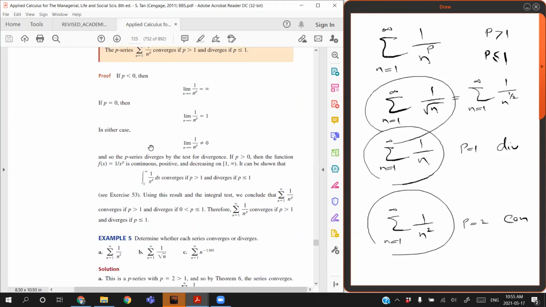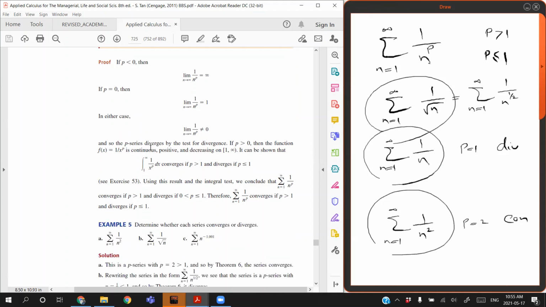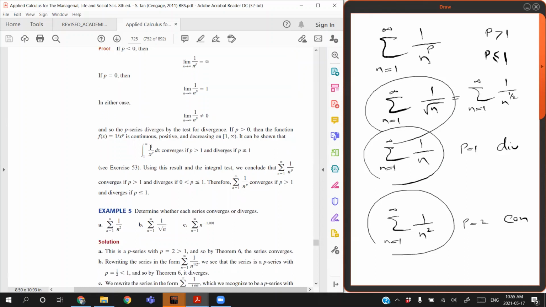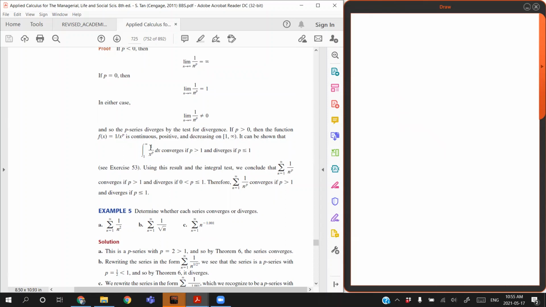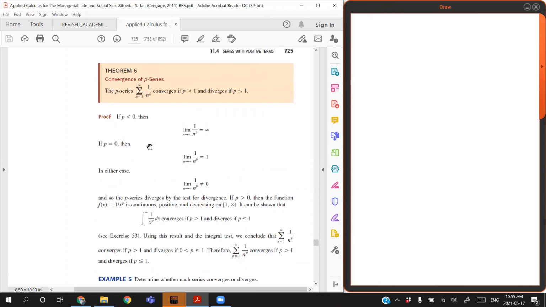I'm not going to talk about the proof, let's just look at these examples together. Example 5. Sir, can you go back to the theorem for 5 seconds? Sure. Thank you.